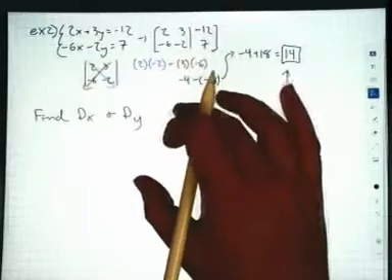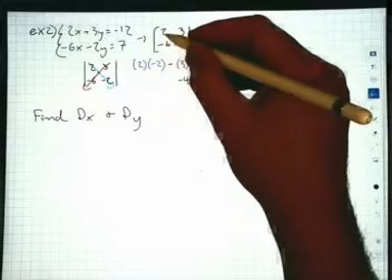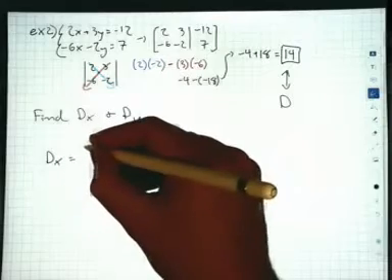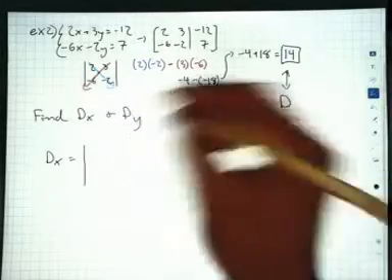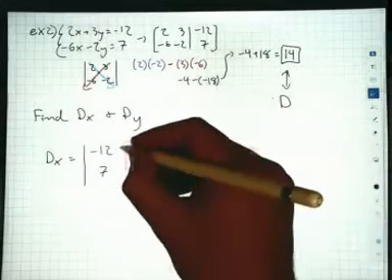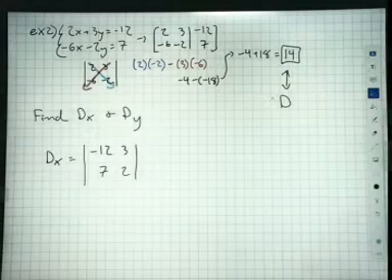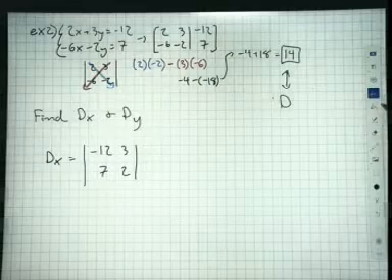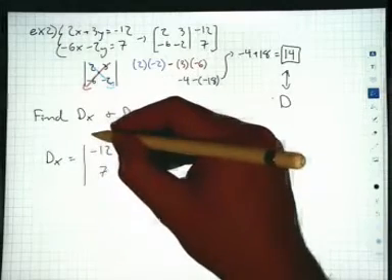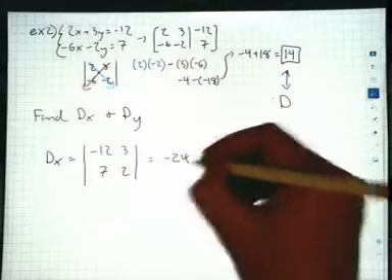So here we go. D sub x, again, you replace the column of your x's, the coefficients of your x's, with the column of your constants. So D sub x is going to be equal to the determinant of, I'm going to list this off by columns now, negative 12, 7, and then 3, 2. Alright, so we're just going to go straight to the math. Remember, you're multiplying down the diagonal, so negative 12 times 2 is a negative 24.